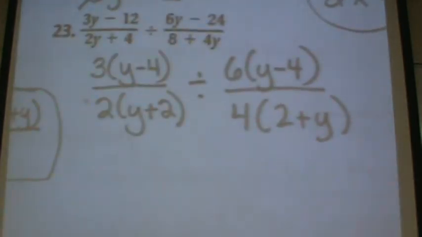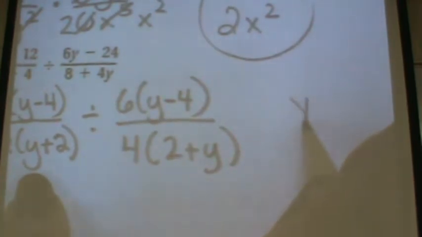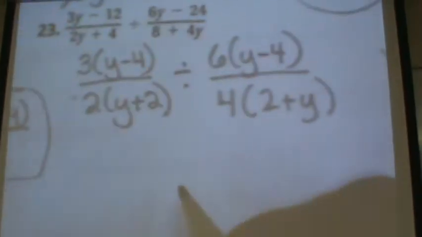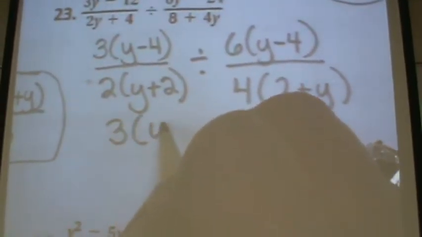Okay, what are your restrictions so far? Negative 2 and negative 2, right? You can't have a negative 2 here or here. So I know y can't be negative 2. Now we're gonna flip.